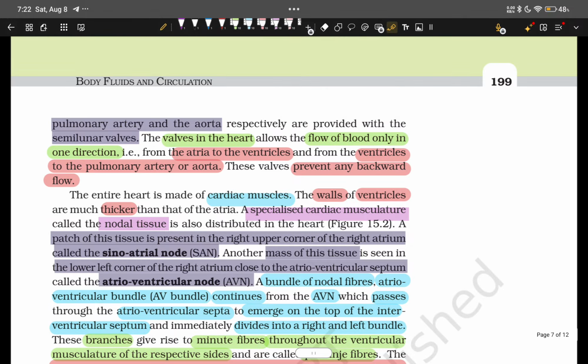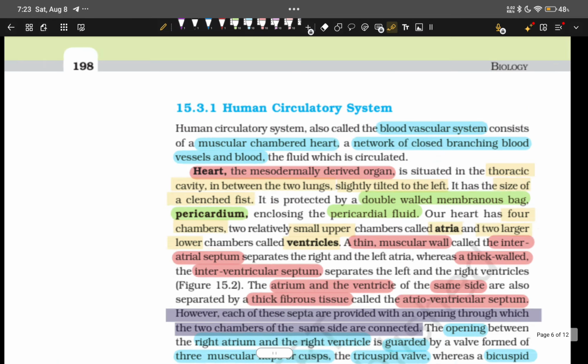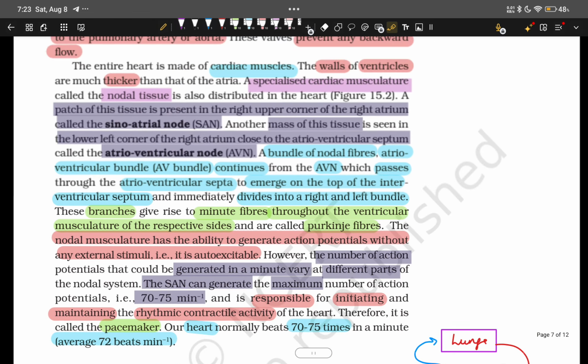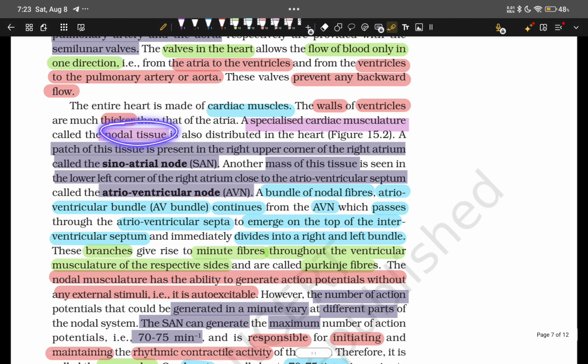Now, what are valves in heart? Valves in heart allow a flow of blood only in one direction, which is from atria to ventricle and from ventricle to pulmonary artery or aorta, but not the other way around. So they prevent the backflow of the blood. So valve allows the blood flow only from atria to ventricle, in both these, and from the right ventricle to pulmonary artery, and from the left ventricle to aorta. Alright, this is aorta.